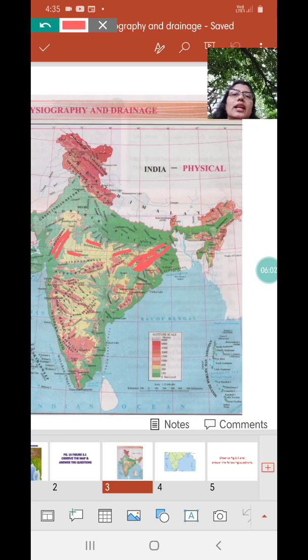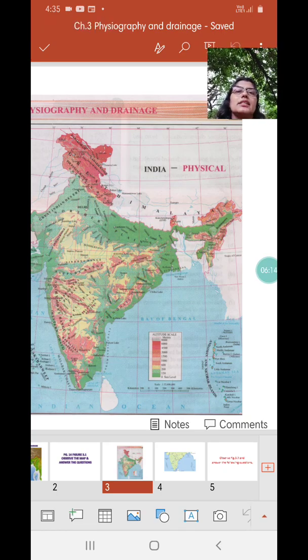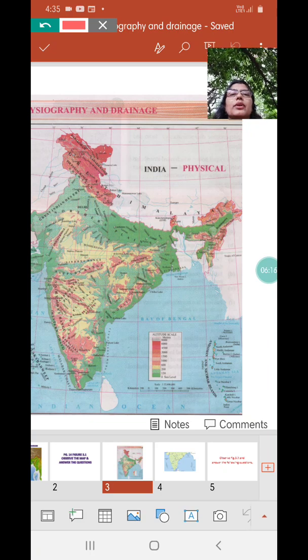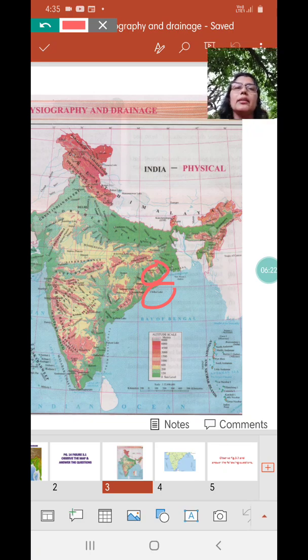Name the peak shown in the Eastern Ghats. Now when you say Eastern Ghats, you are in this region here. These are the broken ranges of the Eastern Ghats. And if you look out for the peak above Chilka Lake, this is the Chilka Lake here, above Chilka Lake somewhere here, you find a peak called Mahendragiri.